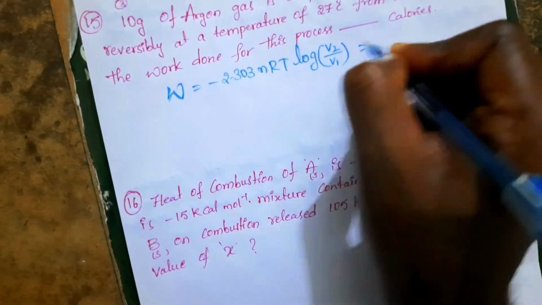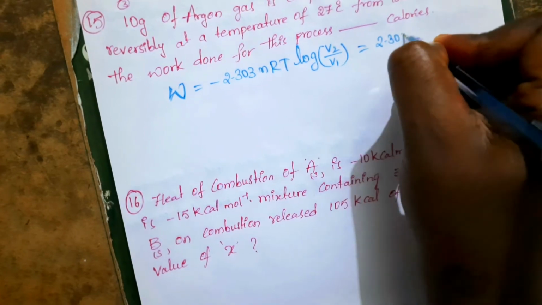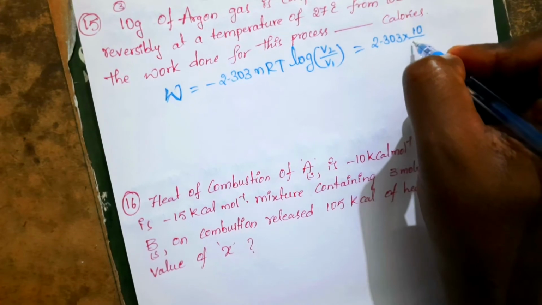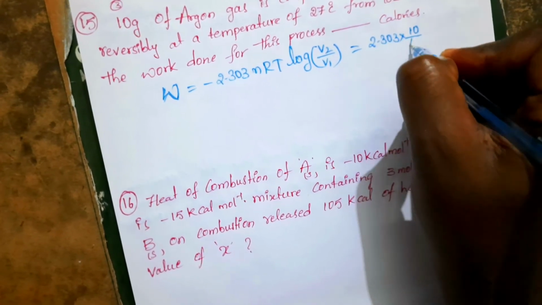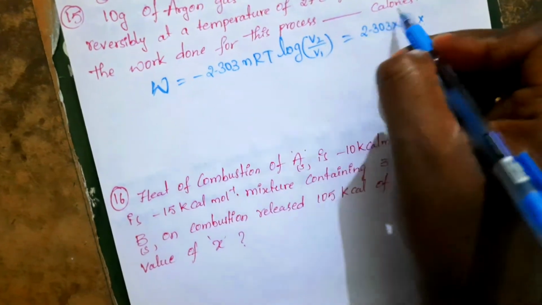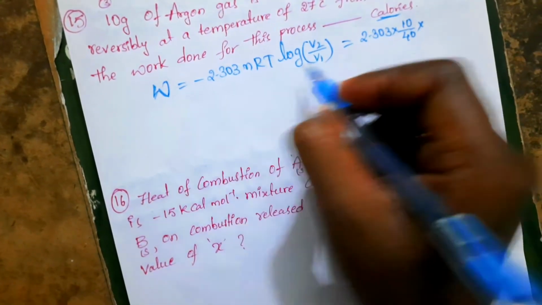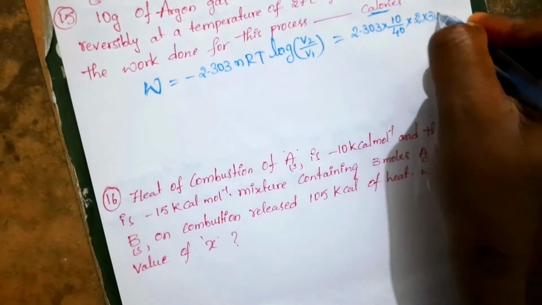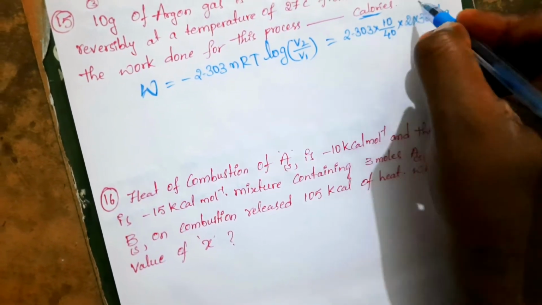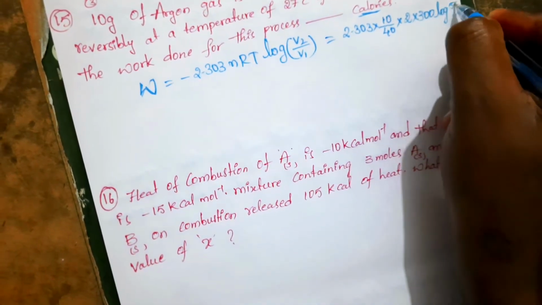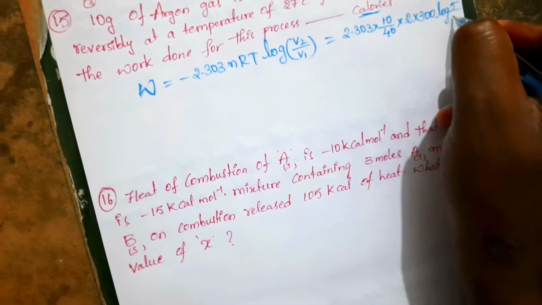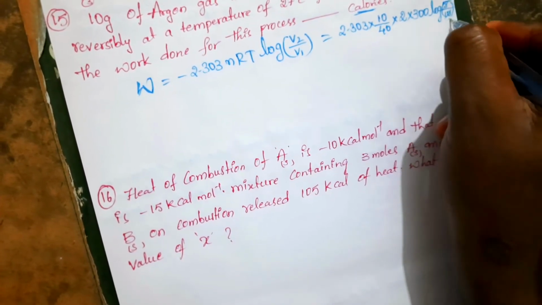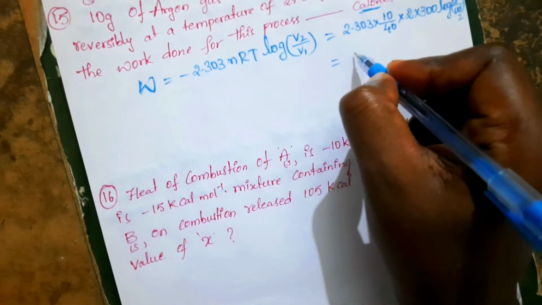Okay, so from this, 2.303 into n. Number of moles of argon will be given weight by molecular weight of argon, 10 by 40, into, they are asking in calories, no? So R value should be taken as 2 calories, into temperature 27 degrees Celsius, that is 300 Kelvin. Log of V2, how much is it? 5 by V1, how much is it? 10. Okay, 1 by 2 it will be. So that is 1 by 2 log 1 by 2, that is 2.303.